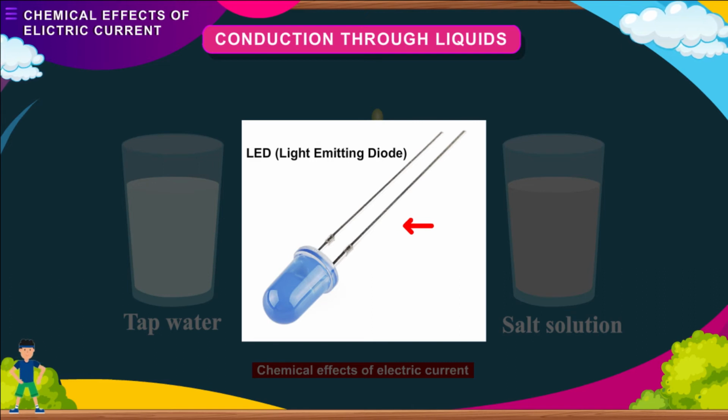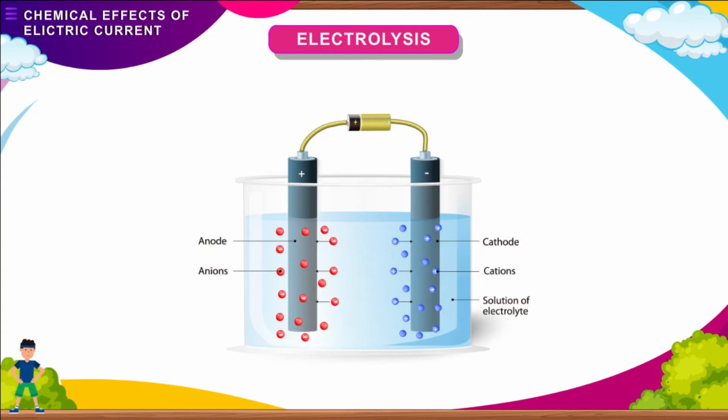One lead is slightly longer than the other. It must be kept in mind that while connecting to a circuit, the shorter lead is connected to the negative terminal of the battery and the longer lead is connected to the positive terminal. It must be ensured that the free ends of the leads do not touch each other.